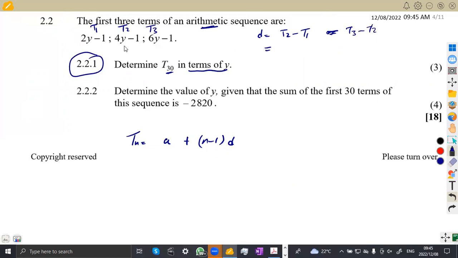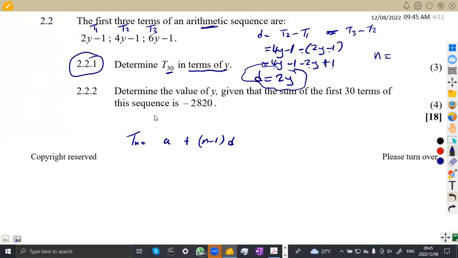Taking T2, which is 4y minus 1, then we subtract T1. I'm going to put brackets on the part that I'm subtracting so that the negative affects each and every term. So it's 4y minus 1, negative times 2y, that's negative 2y, negative times negative, which is positive 1. So you're going to have 4 minus 2 by collecting like terms. That's 2y, negative 1 plus 1, that's a 0. So which means the D is equivalent to 2y.